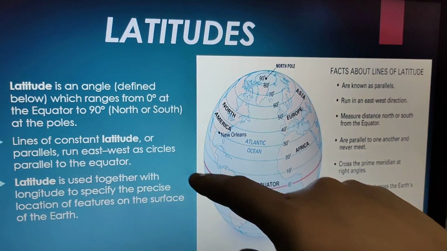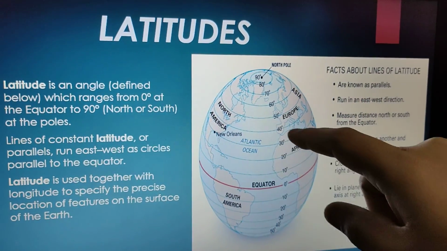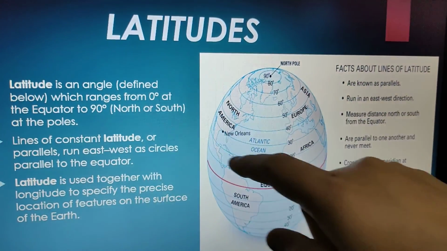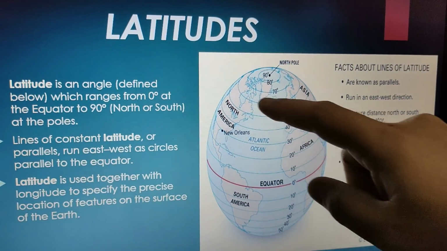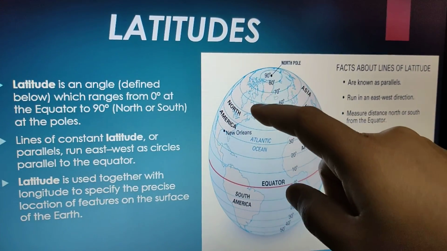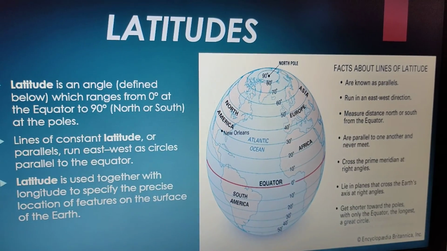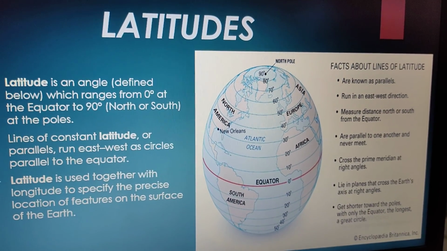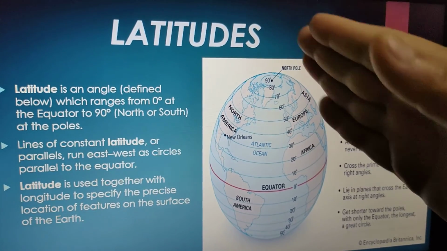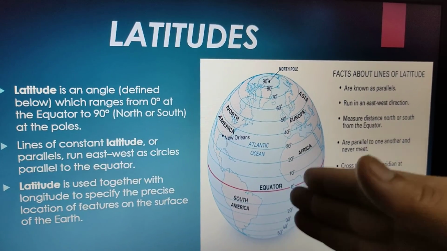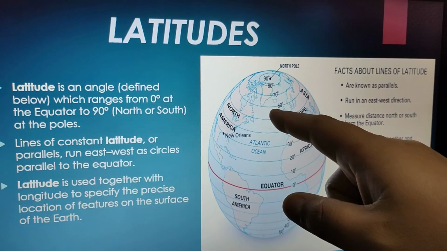They run in the east-west direction. If you see, these circles are running in the east-west direction. As we move away from the equator and towards the poles, these circles become smaller. They are parallel to one another and never meet. They cross the prime meridian. The prime meridian is the longitude at 0 degree.